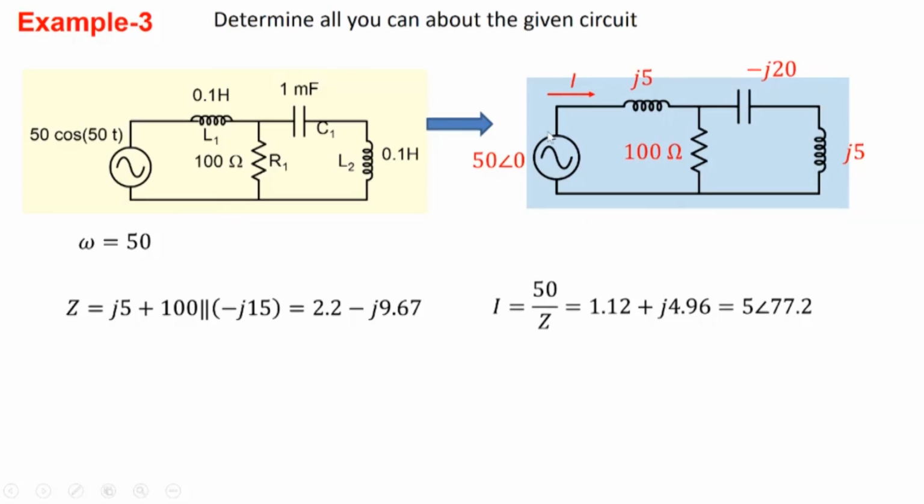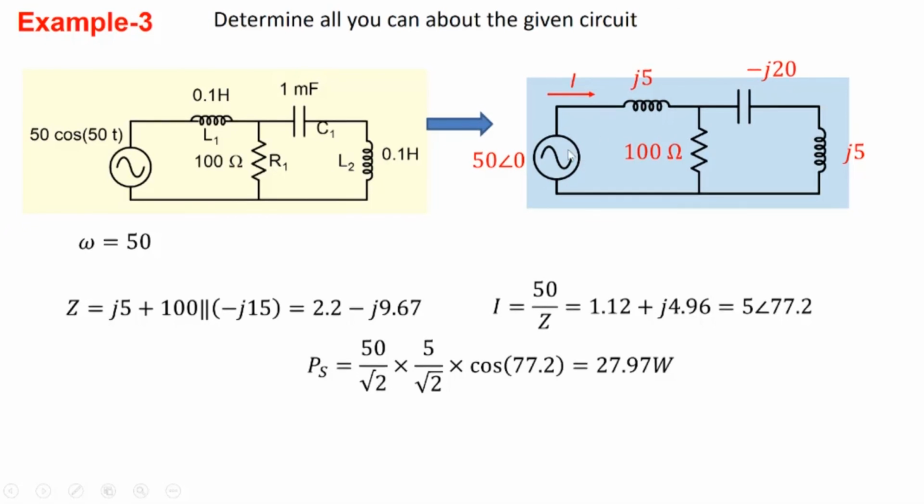At this stage, we have found how much current is drawn. Suppose I want to know how much power is drawn from the supply. Power drawn from the supply would be the phasor voltage in RMS form, so 50 by square root 2, times the RMS current, which is 5 by square root 2, times the cosine of the angle between this current and this voltage. That angle is 77.2, and we take the cos of that, which is the power factor. Multiplying them all together, the power supplied by the source is 27.97 watts.